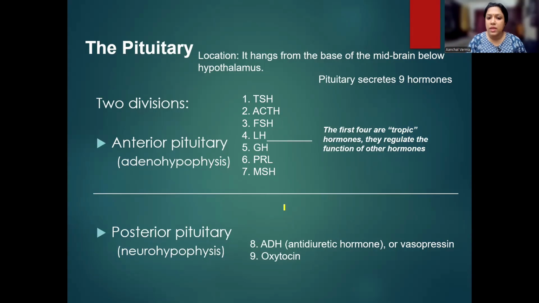So in this case, the first 4 are the tropic hormones because they regulate the action of other endocrine glands. So tropic hormones secreted by pituitary are 4. That is TAFL. What is that? TAFL. TSH, ACTH, FSH, and LH. TAFL. Thyroid stimulating hormone, adrenocorticotropic hormone, follicle stimulating hormone, and luteinizing hormone. They are all targeting the other endocrine glands. That is why they are called tropic hormones.